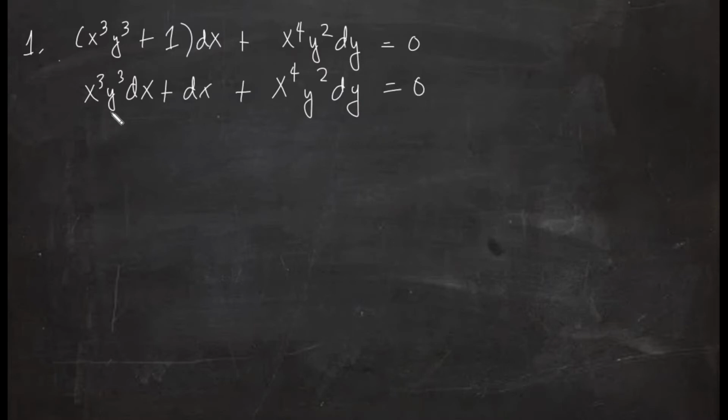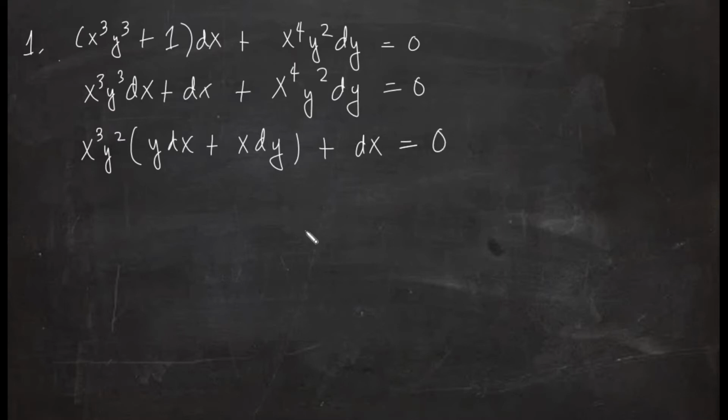and then observe that your first term and third term have common factors, and the common factor for those two would be x cubed and y squared. So if we factor out from the first and the third term, we will obtain y dx plus x dy, and then we have plus dx is equal to 0. Now, this form, as you can see by observation, is the differential of x times y.